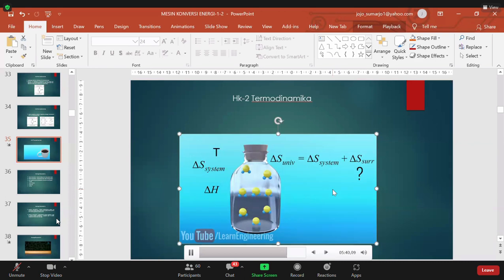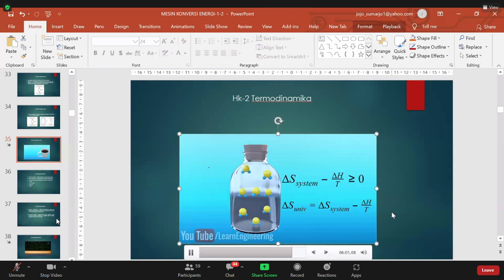If the system has absorbed some amount of heat, the surroundings have lost the same amount of heat. So the entropy change of the surroundings is negative delta H divided by T. Thus, you can easily represent the entropy change of the universe as this. If this quantity is greater than 0, then this reaction is feasible.